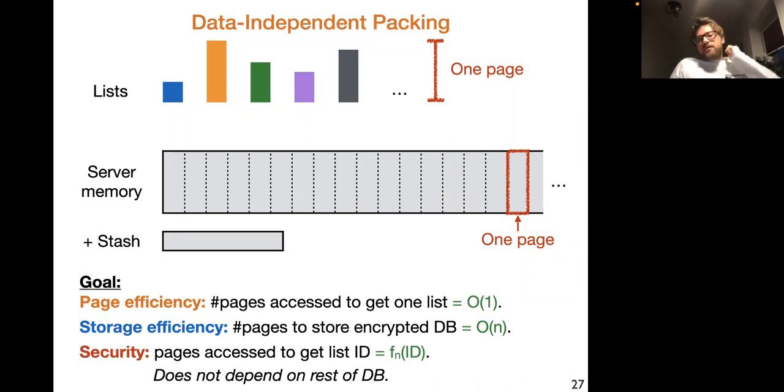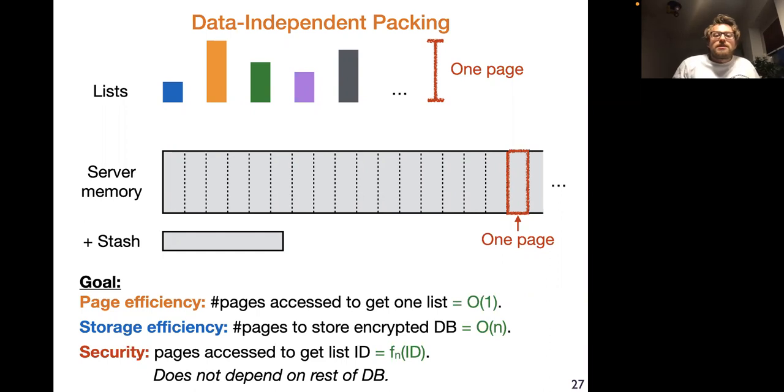And for the security, as I mentioned before, we don't want to leak anything. So if we retrieve one list, we don't want to leak anything about other lists that we haven't accessed yet. For this, we defined data-dependent packing, which ensures that if you retrieve one list, then the pages that you need to access to retrieve the list only depend on the list identifier.